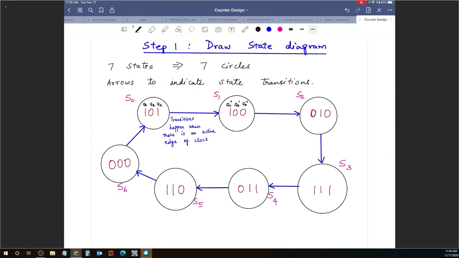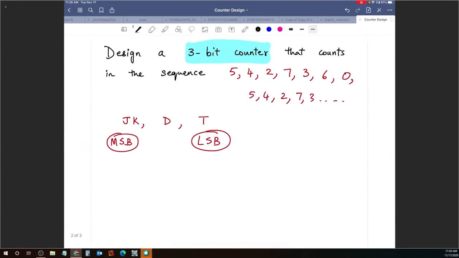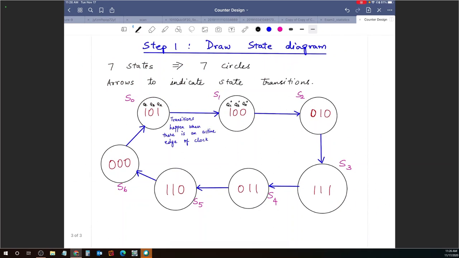Did we do the 5, 4, 2, 7, 3, 6, yeah, 0 perfectly? All right. You guys okay with how to draw the state diagram?